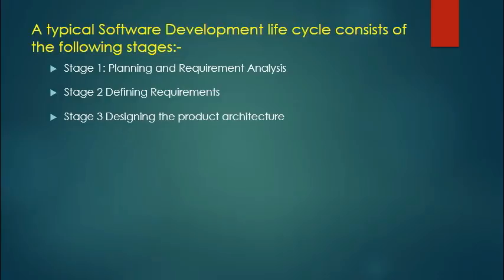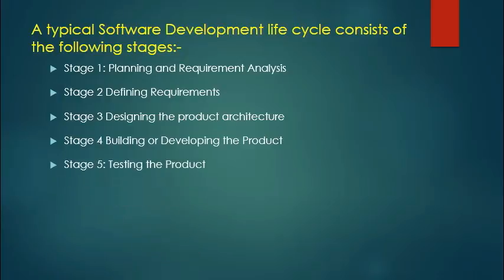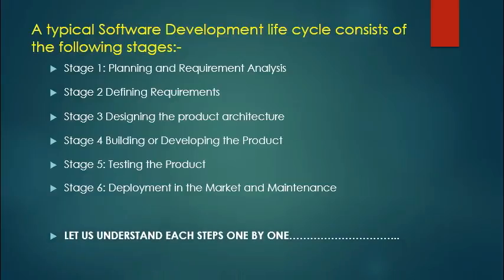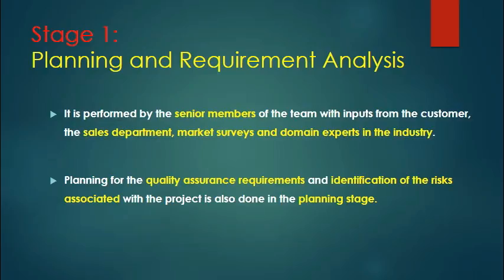First stage is planning and requirement analysis. Second, defining the requirements. Third, designing the product architecture. Then fourth, building or developing the product. Fifth, testing the product. Sixth, then the final stage is deployment in the market and maintenance of the software. Let us understand each of these steps one by one.